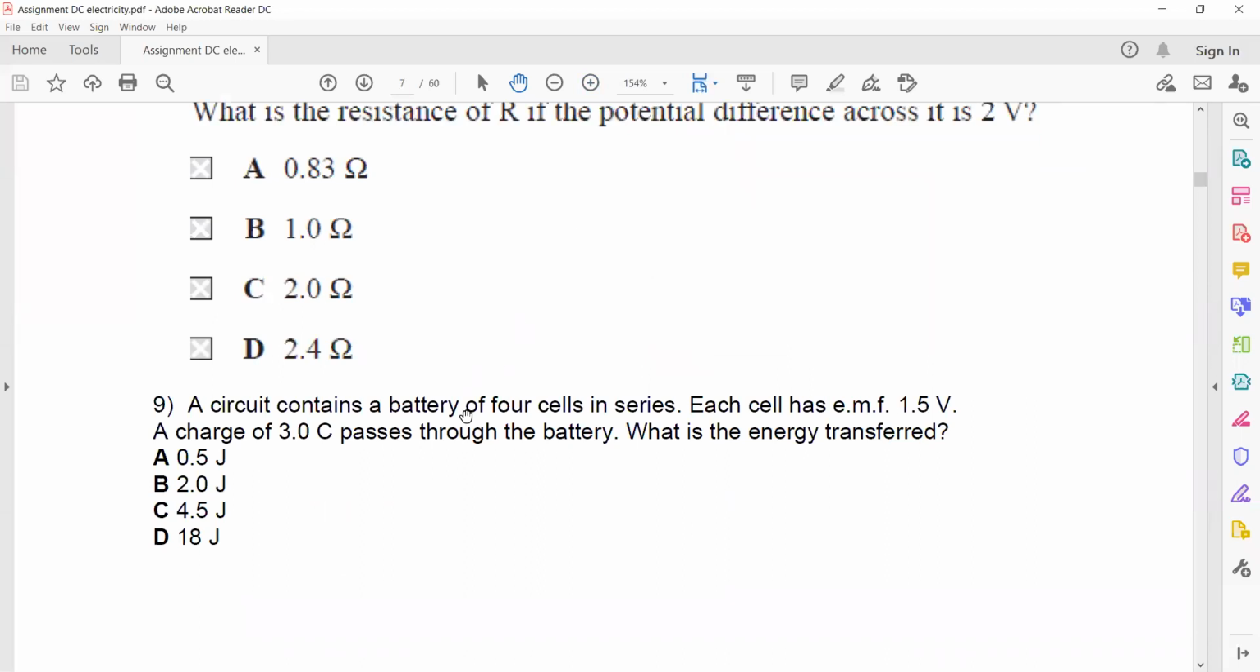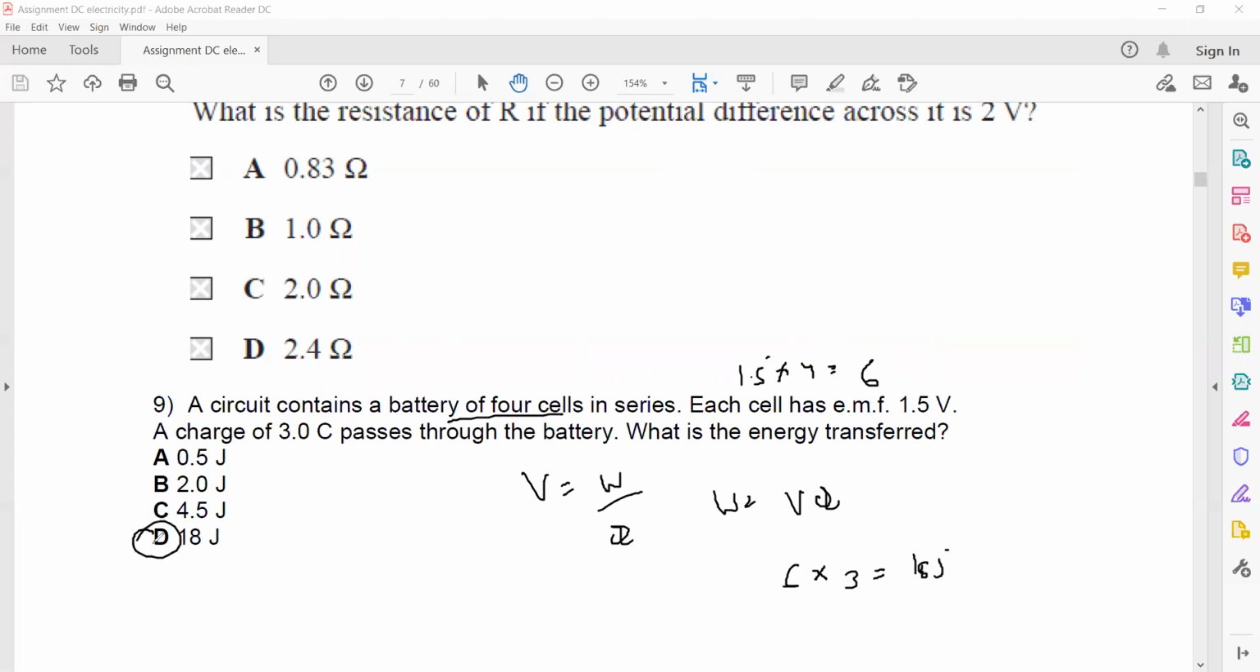Then a circuit contains a battery of 4 cells in series, each cell EMF 1.5. A charge of 3 coulomb passes through the battery. What is the energy transfer? Energy supplied, or voltage, is work done per unit charge, or work done or energy is equal to voltage into charge. So there are 4 cells each of 1.5, so total will be 1.5 multiplied by 4, that is equal to 6. So 6 is the total EMF or voltage, and total charge which is moving is 3. So 6 multiplied by 3, that's equal to 18 joules. That's why D will be the right answer.